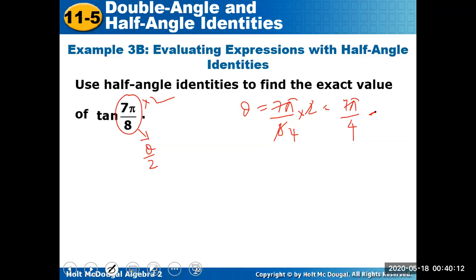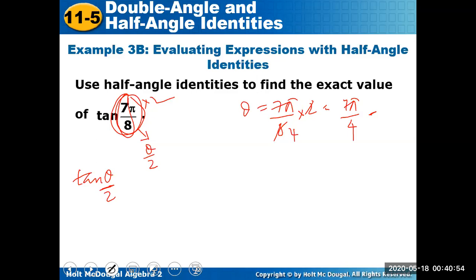Since we are going to find tan theta over 2, we have to identify the location of this 7 pi over 8. Now 7 pi over 8 is in our second quadrant. How do I know that? You can just find the ratio of these two. I think your teacher might have taught you a method for determining which quadrant it is, either from the unit circle or by finding the ratio, where it is 7 by 8.